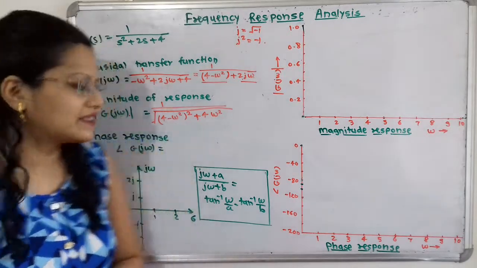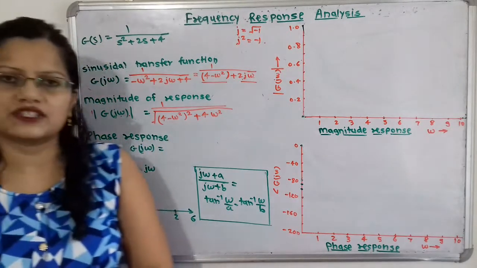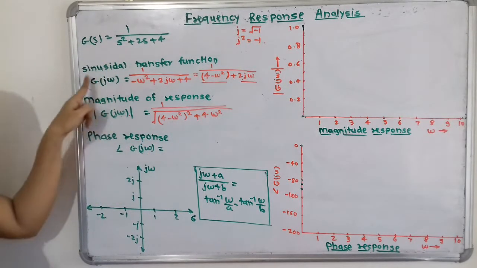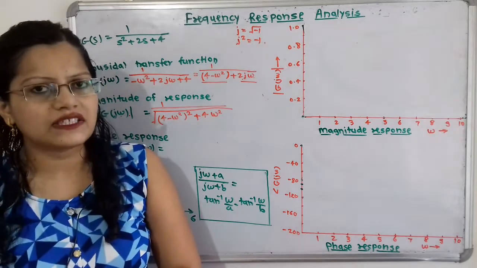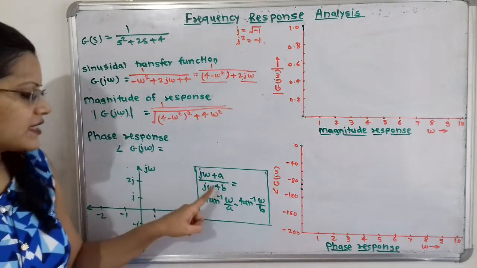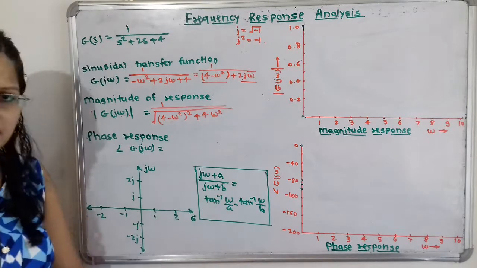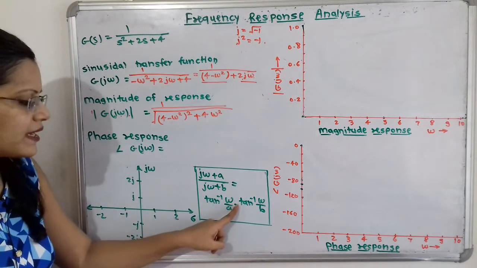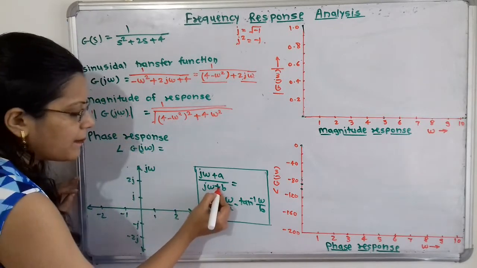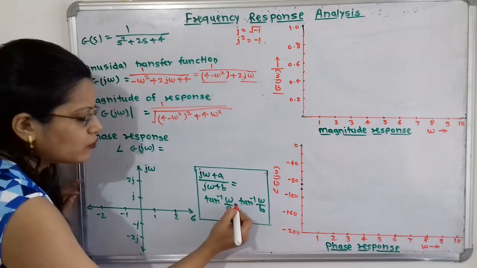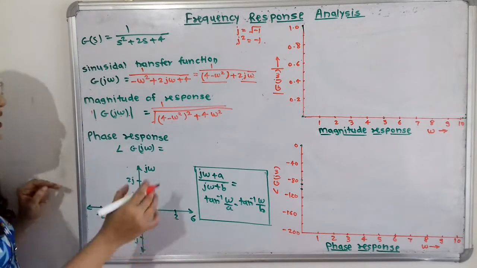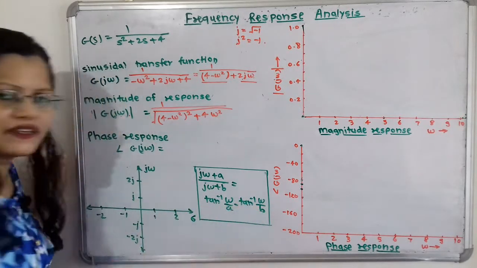Now we will move to the next step, that is, we have to calculate the phase response, that is the angle of G j omega. So we have to take the angle of G j omega. How to find this angle? Here is one basic formula: angle of (j omega plus a) divided by (j omega plus b) is equal to tan inverse of omega by a minus tan inverse of omega by b. Now if we observe here, j omega plus b is in the denominator, so we have to take minus tan inverse of omega by b.